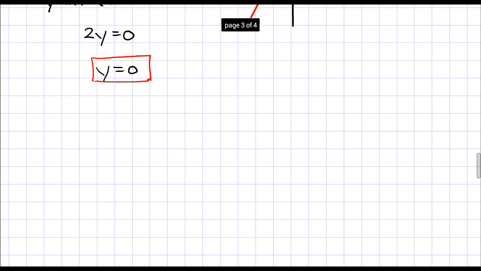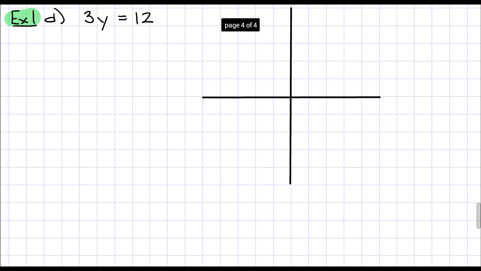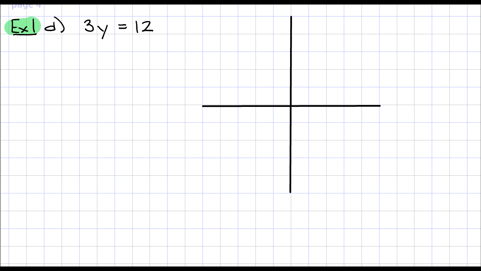Okay. And one last part, for example 1, part D. We have this line, 3y equals 12. Well, this probably looks a little funny right from the beginning because there's no x. So let's see what happens. Let's say I try to find the x-intercepts. Well, to do that, just like in the previous examples, I set y equal to 0. But if I do that, I get 0 equals 12, which is not a true statement. 0 obviously doesn't equal 12, so since I get a false statement here, this means there are no x-intercepts.